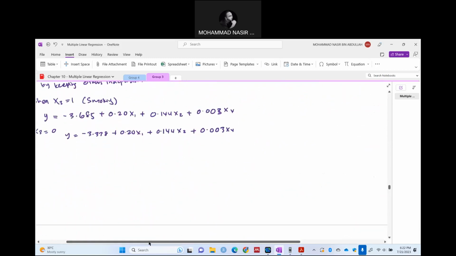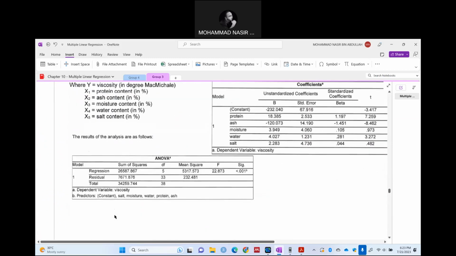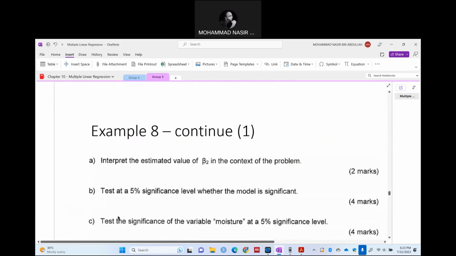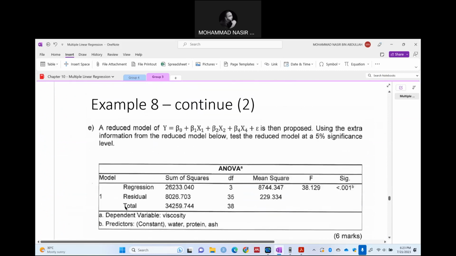Right. So example number 8, I think you can do by yourself. Example number 8, we have 3 slides.